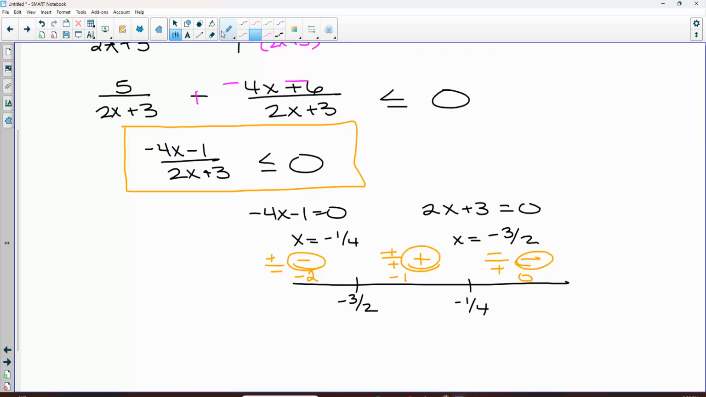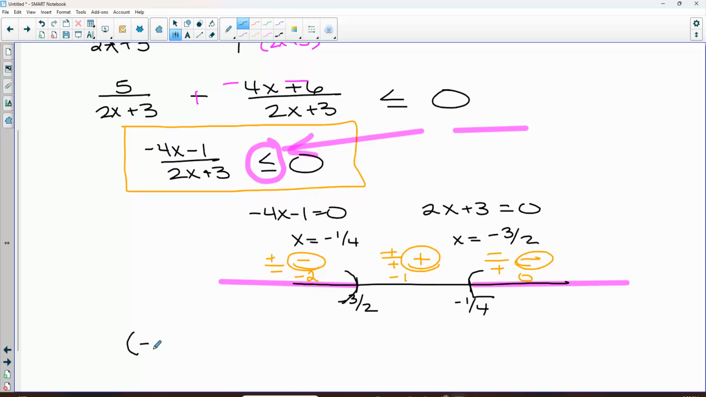When I'm looking at this sign, if a number is less than 0, is it positive or negative? Negative. So I want the negatives. These are the 2 times my graph was negative. Equal to says bracket, but the bottom of a fraction can never be 0. So the denominator has to get a parenthesis. So my -3/2 has to have a parenthesis. And I can put a bracket on my -1/4. So my answer is -infinity to -3/2, union, bracket, -1/4 to infinity.